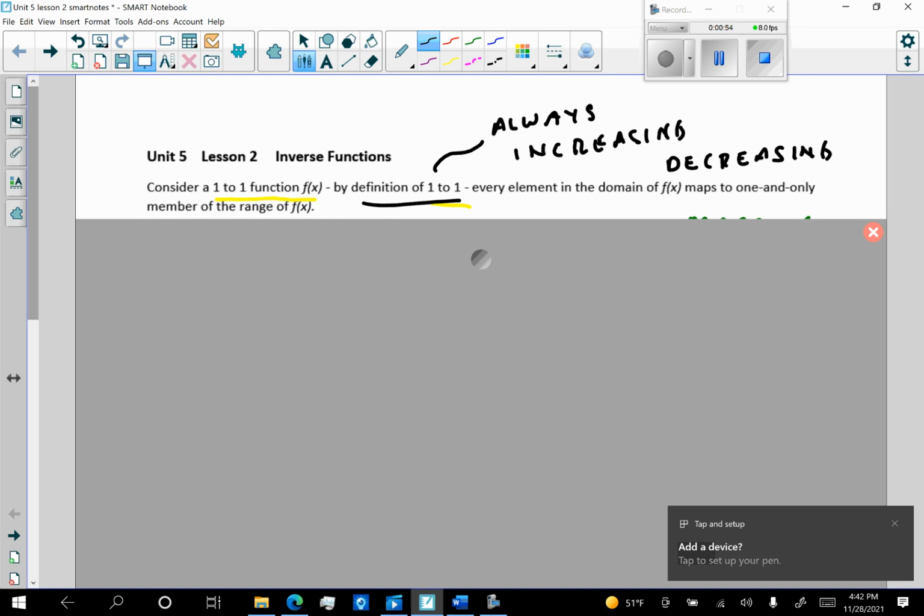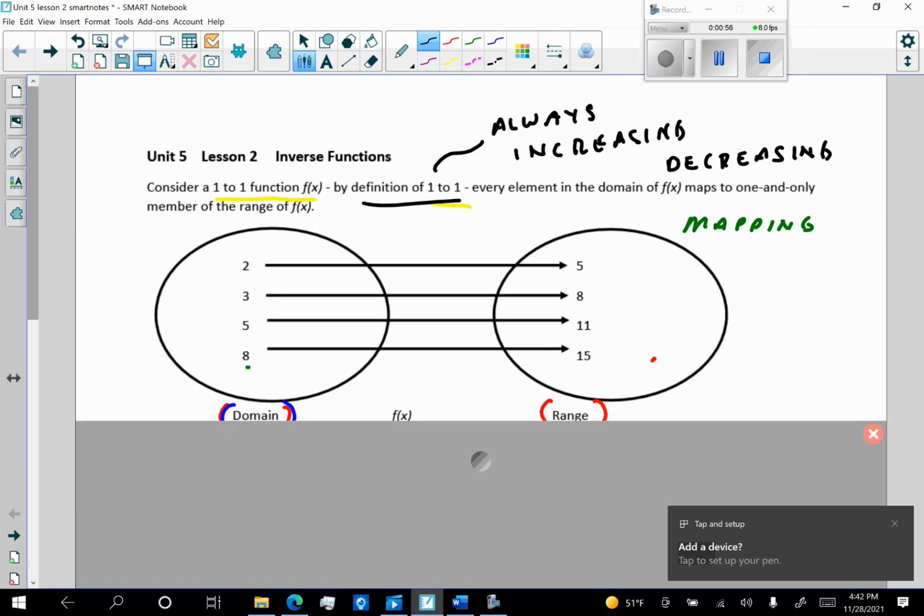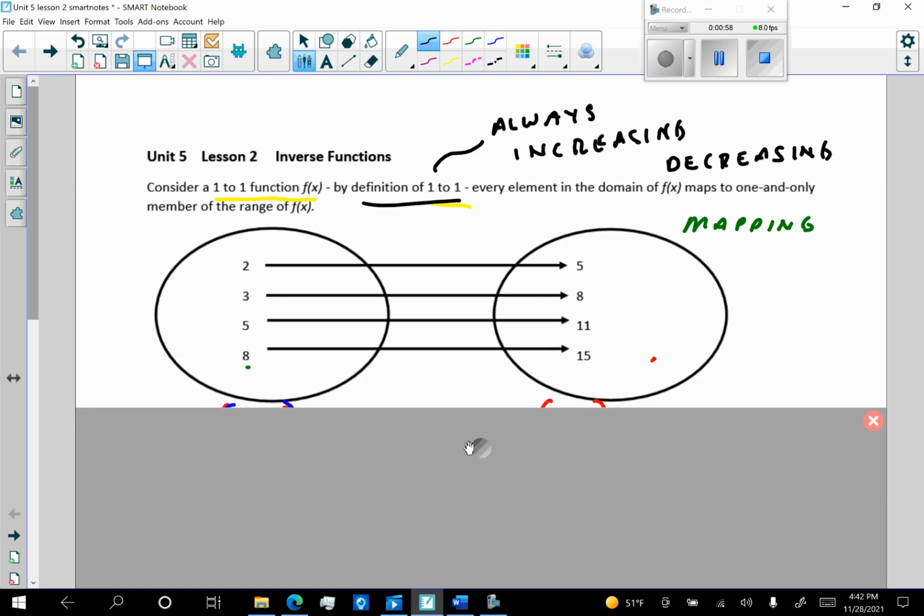Today we're going to talk about inverse functions, what the heck we're talking about. So here's a function, here's a mapping. This is a graphical representation of a particular function. This is a discrete function because we're only talking about a countable number of domain and range values.